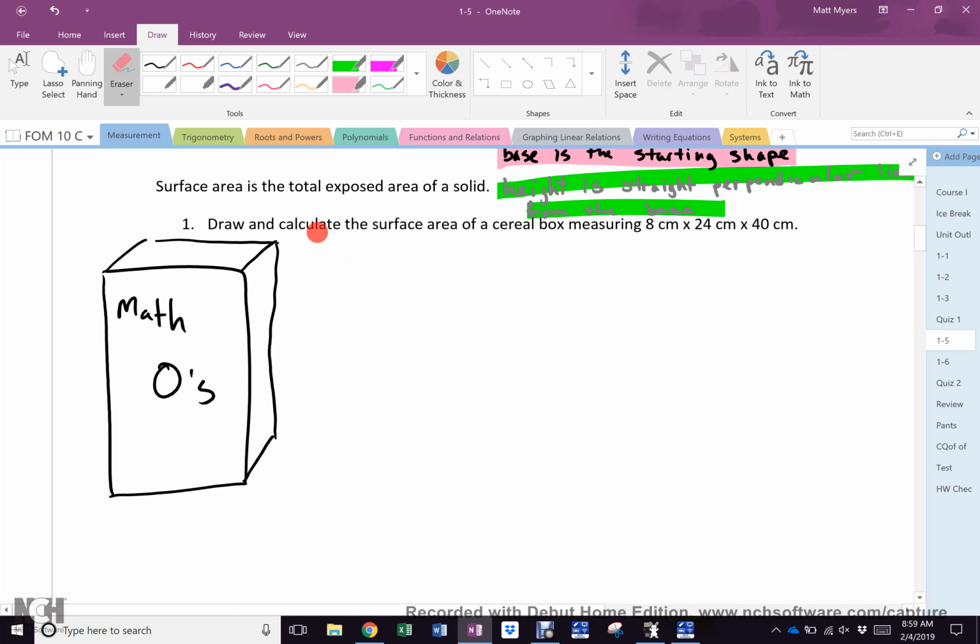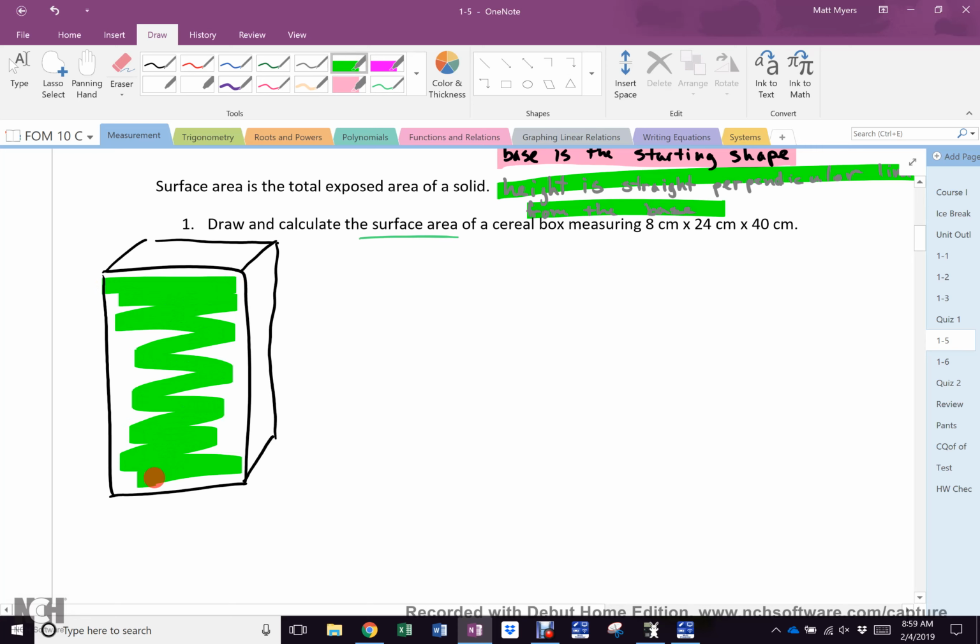So we are going to do the surface area of that box. What is that box really? It's a prism. And what is a prism made of? A repeating shape. So, I could say that shape repeats that way, couldn't I? So what shape is that? It's a rectangle, right? How do I find the area of that rectangle?